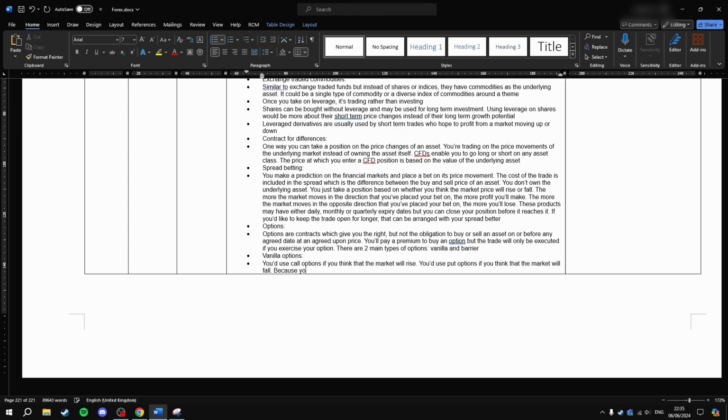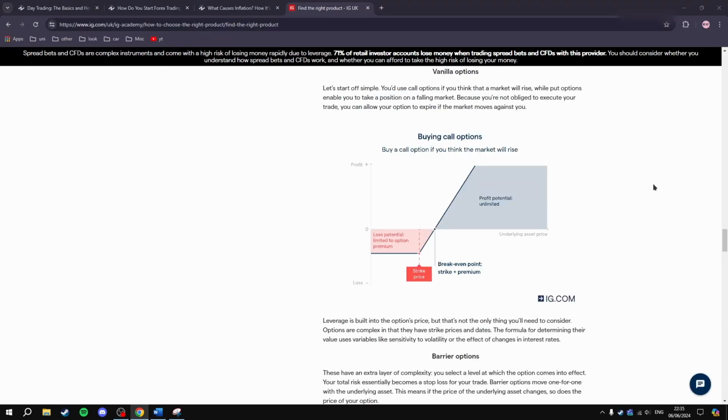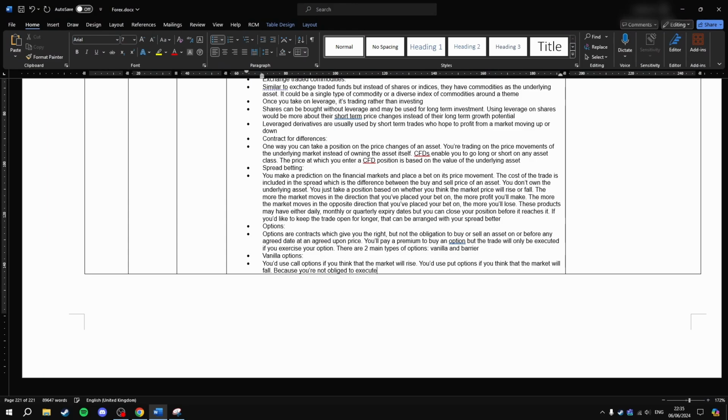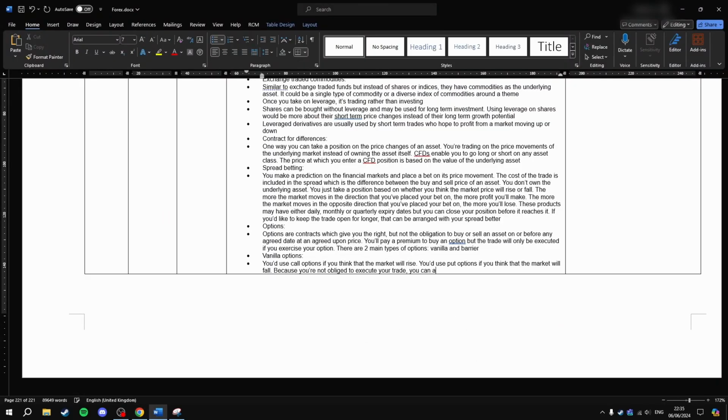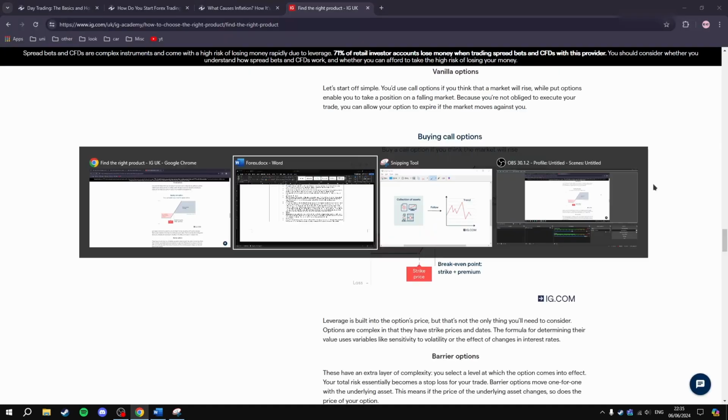Because you're not obliged to execute your trade, you can allow your option to expire if the market moves against you.